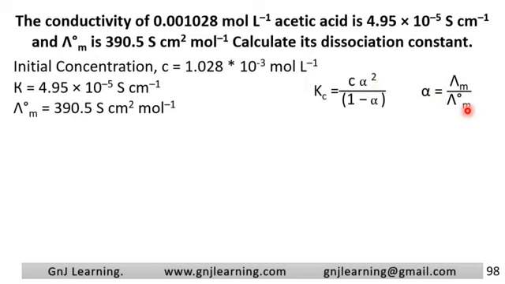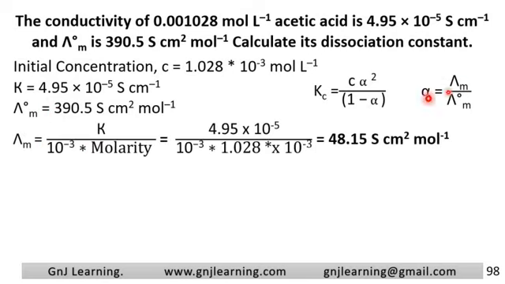Alpha is lambda m divided by lambda m0. For that I should know lambda m. Lambda m is not given. Lambda m is equal to kappa divided by, since the unit is in centimeter, the formula used must be like this: kappa divided by 10 raised to minus 3 into molarity. Molarity, kappa, all are given. Substitute it, I will find out lambda m. And using lambda m, I can substitute into this equation for finding alpha.